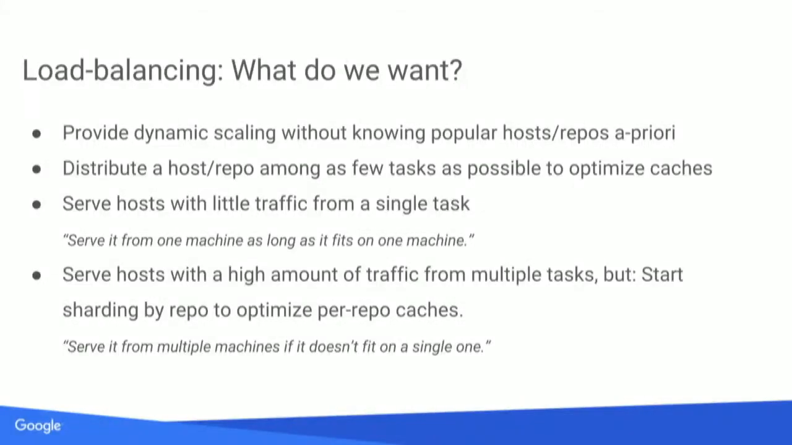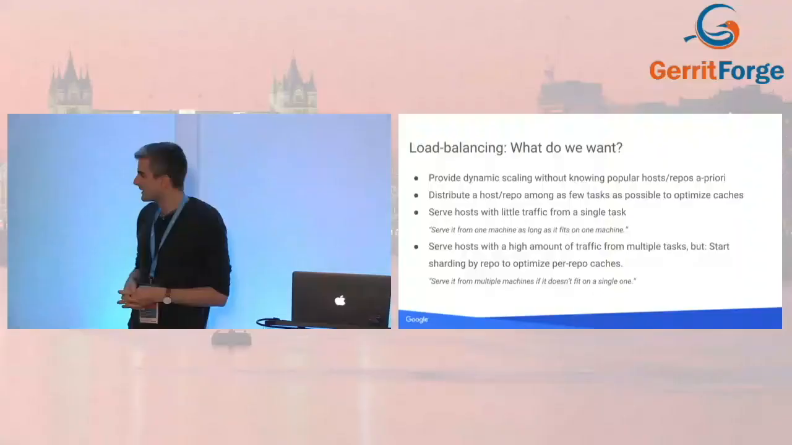So what do we really want? We want a system that dynamically scales based on changing load patterns and changing load in general. We want a system that can optimize the caches. So we want to send the requests for a specific site or a specific repo to the fewest possible tasks. And basically, it's two premises, right? Serve it from one machine as long as it fits on the machine, and serve it from more machines if you have to.